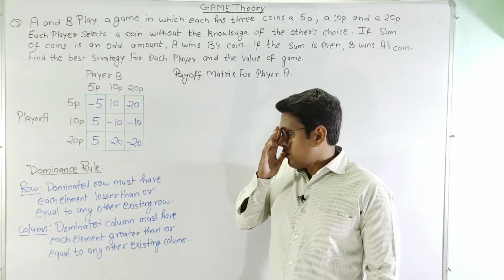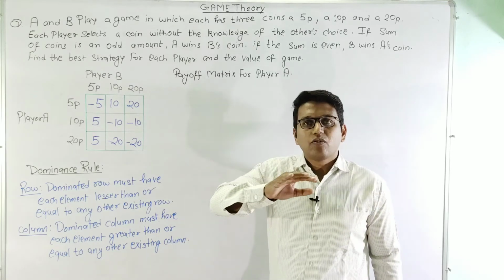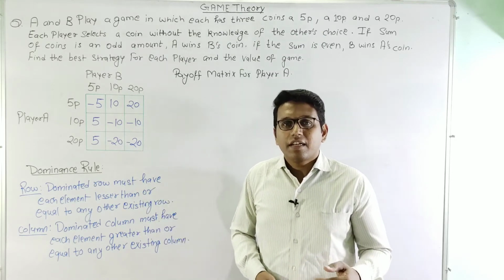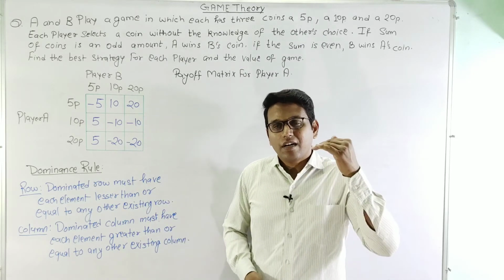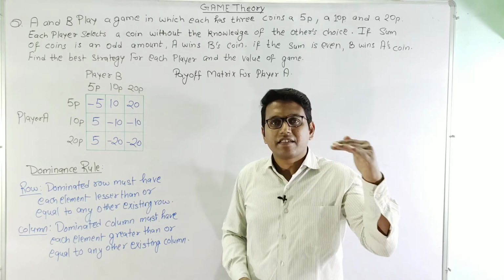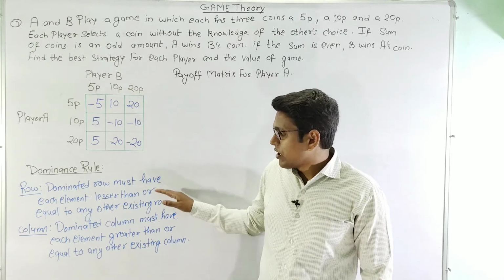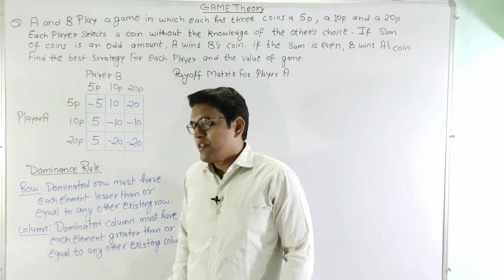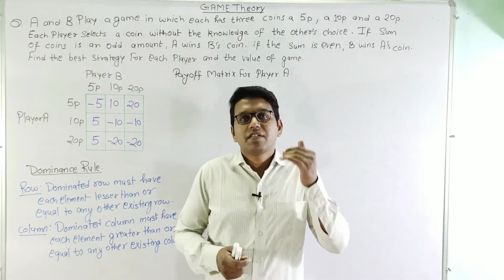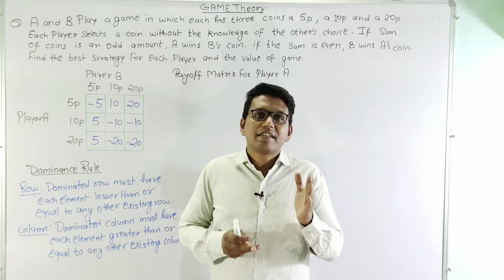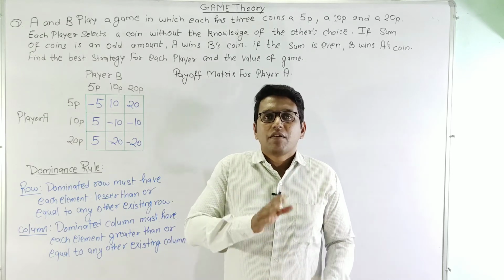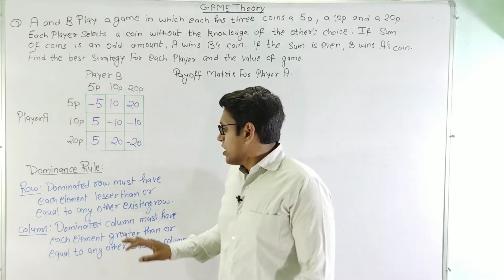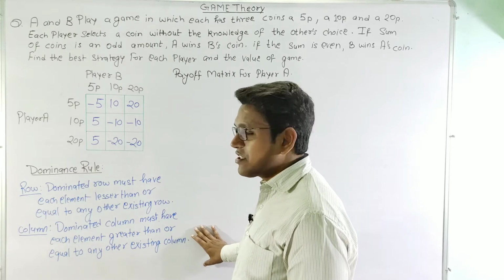So the dominance rule for rows is that the dominated row must have each element of that particular row lesser than or equal to the other existing rows. Similarly, the dominance rule for columns is that the dominated column will have each element of that column greater than or equal to the elements in any other existing column. So let us see what this means.